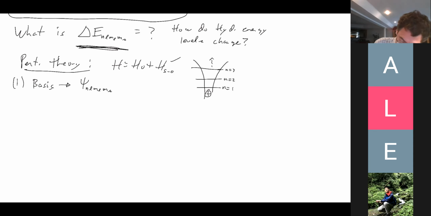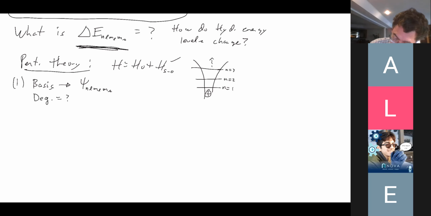And so then the first thing we have to ask after we know our basis is, is it degenerate? Yes or no? Is our basis degenerate? Yes. Massively degenerate. It's degenerate by 2n squared, right? Each level is 2n squared degenerate. So we have massive degeneracy in the hydrogen atom.